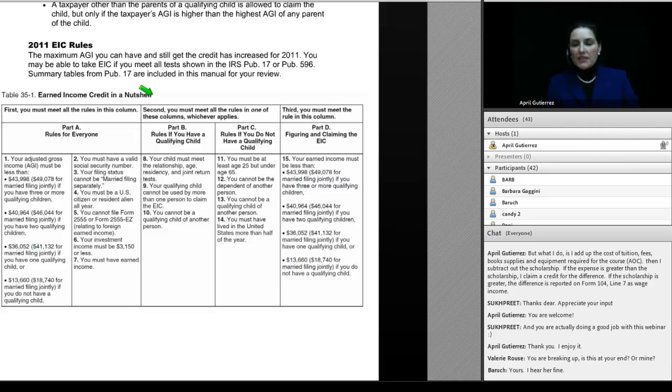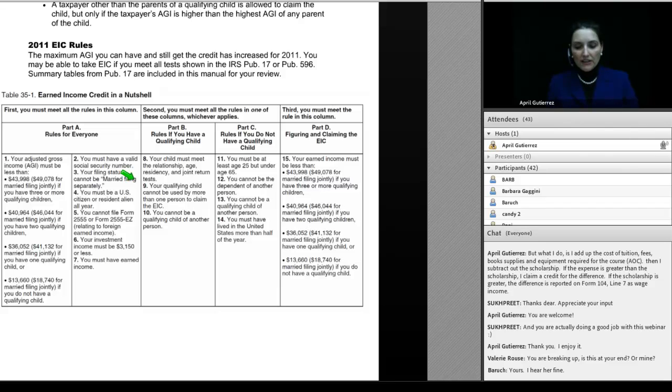Okay, Part B, rules if you have a qualifying child. Number 8, your child must meet the relationship, age, residency, and joint return tests. I want to point out that there are only 4 tests here. We're not talking about the same tests that are used to establish whether or not we can claim a child as a dependent, or whether or not we can claim a child for the child tax credit. The 4 tests we see here are the only tests that a child must meet in order to qualify you for the earned income credit. But a child can qualify you for earned income credit and not be your dependent. That is possible.